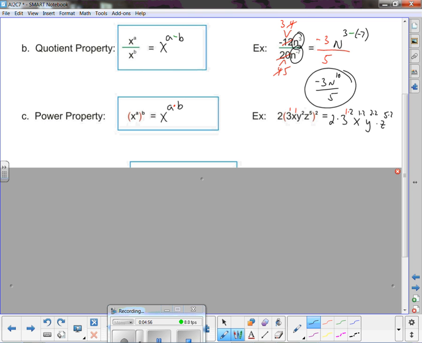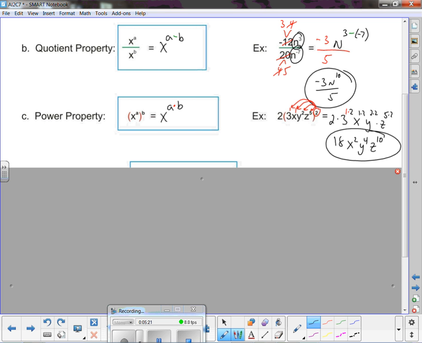Really what you end up doing is distributing the exponent times the exponent of every factor inside. You just end up multiplying it. All right, 3 squared is 9, 2 times 9 is 18. So we end up with 18 x squared y to the 4th z to the 10th.